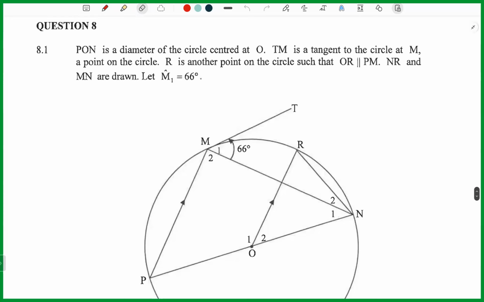All right, we're starting now. And we're going to be looking at question 8 for a start. And here is question 8. Question 8 is about circle geometry.